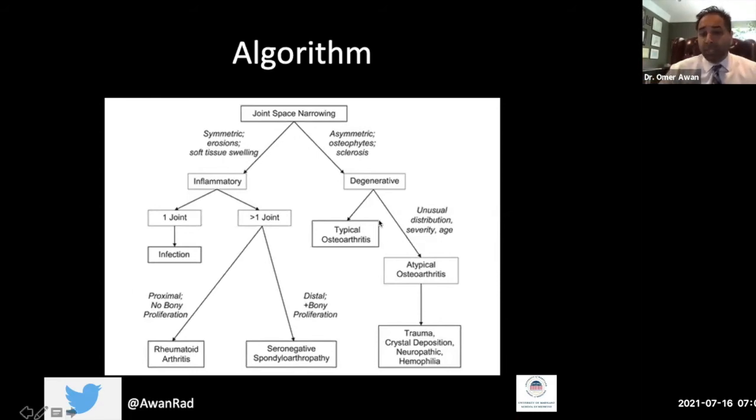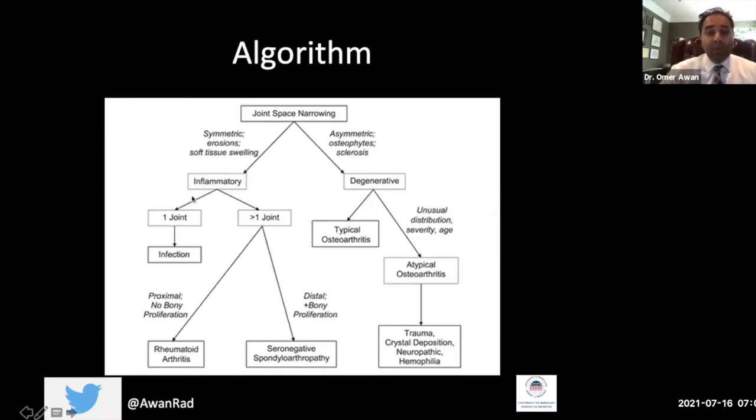And in terms of degenerative, the vast majority of degenerative arthritis are going to be OA. 95% of the cases that you see in practice that are degenerative will be just typical classic OA DJD. But sometimes you can have atypical arthritis if it's in a distribution where you wouldn't expect it in OA. The age is different, the severity is different. Then you can have things like post-traumatic arthritis, CPPD, pyrophosphate arthropathy, and so forth.